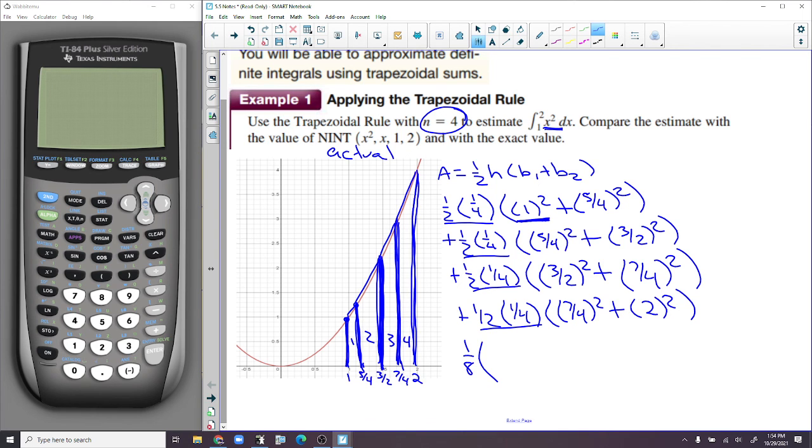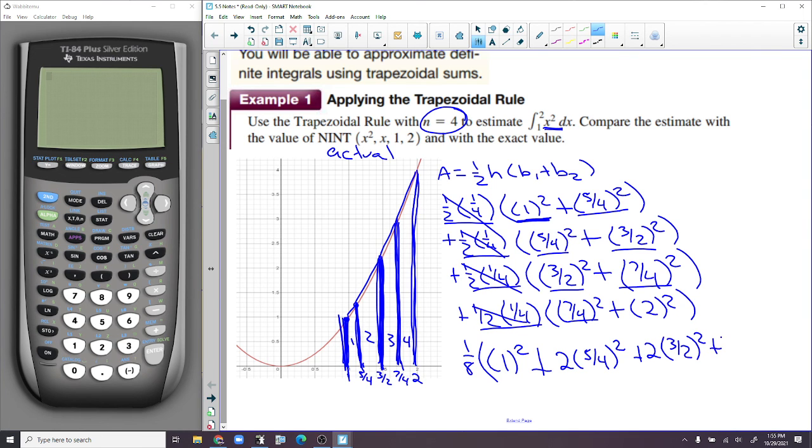Notice that we only use 1 once. We only use the left side once, right here. And so we have 1 squared. But everything in the middle, we use twice. There's 2 of these. And not only that, if I'm factoring all of this out, all that's left is addition, addition, addition. Everything that's left is all addition. So now I can go 2 times 5 fourths squared plus 2 times 3/2 squared plus 2 times 7 fourths squared. I'm going to run out of room here. But then plus 2 squared.